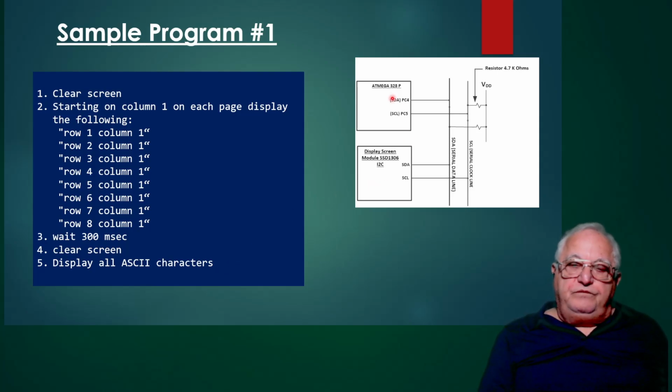So here we have how we're going to connect things. We have the 328 SDA and SCL hooked up to the SDA and SCL line. The same goes for the display, and each of the lines are hooked up to a voltage with a 4.7 kilo ohms in between. So let's look at the code, how we do this.